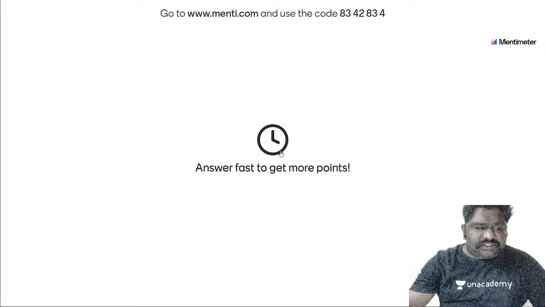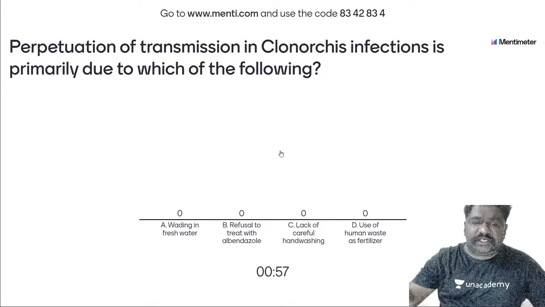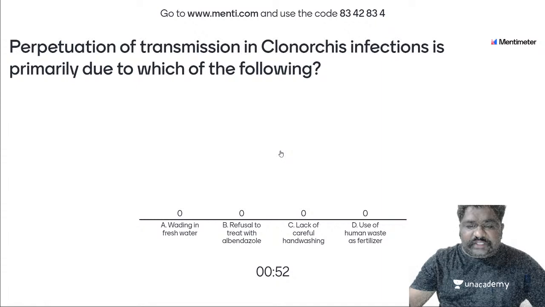Perpetuation of transmission in Clonorchis infections is primarily due to which of the following? This can be a slightly confusing question. Please think twice before you answer. Wading in fresh water, refusal to treat with albendazole, lack of careful hand washing, use of human waste as fertilizer. Among the four, which is helpful as perpetuation of transmission in Clonorchis infection?